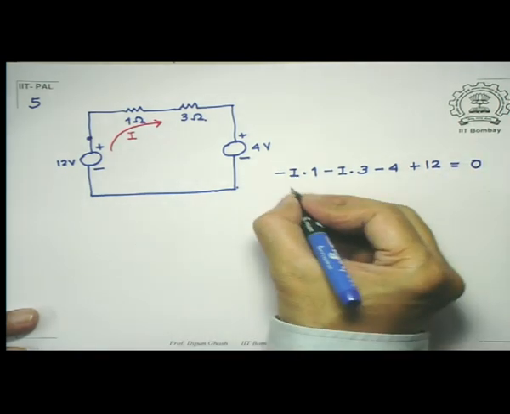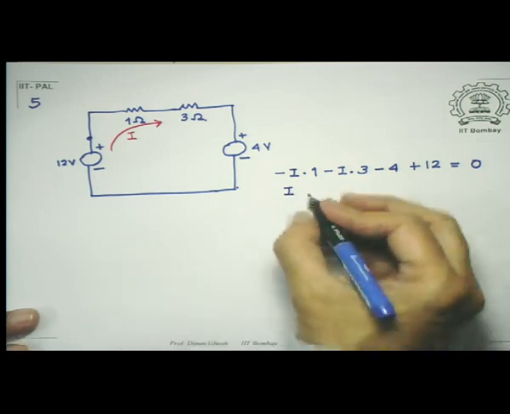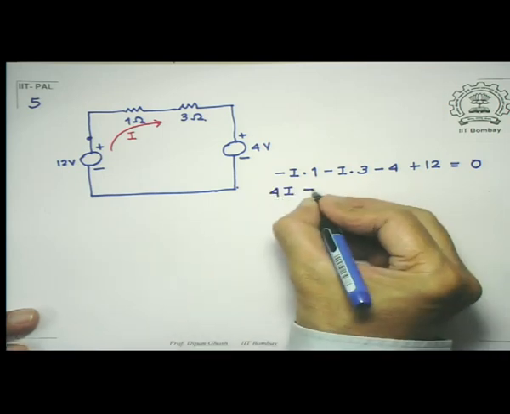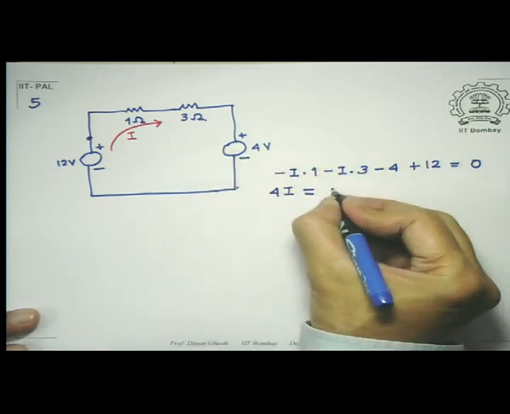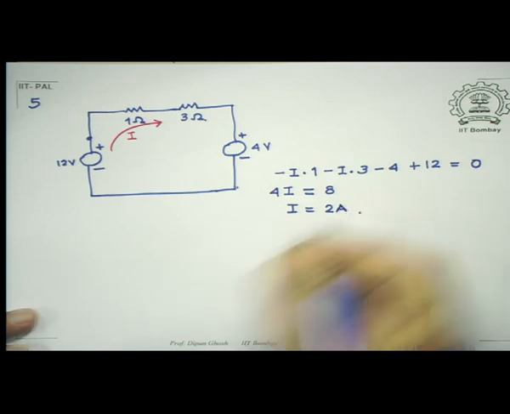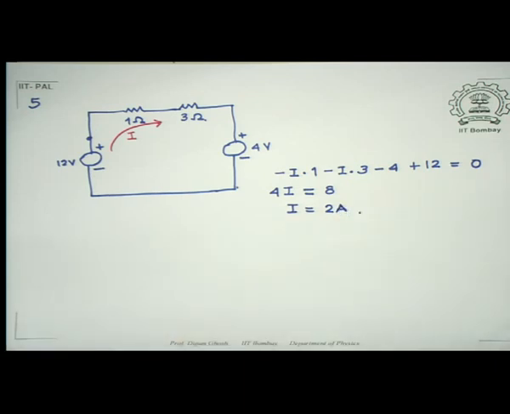So this tells me that 4I is equal to 8. So current I is equal to 2 amperes. This is a situation where I have a single branch. And let me increase the branches a little bit.